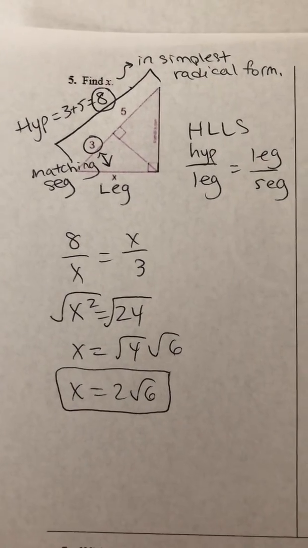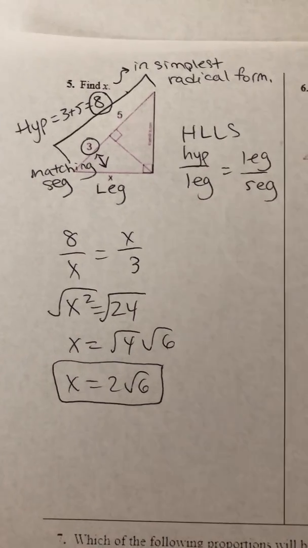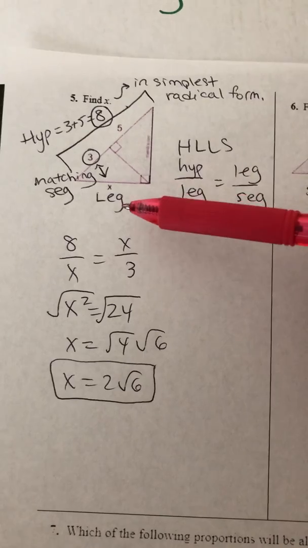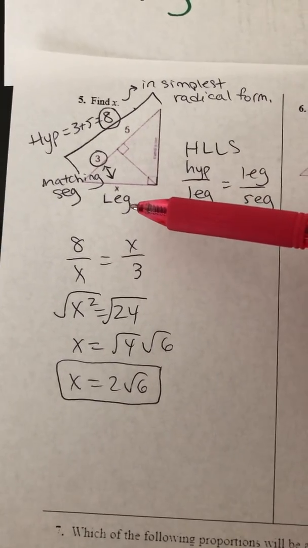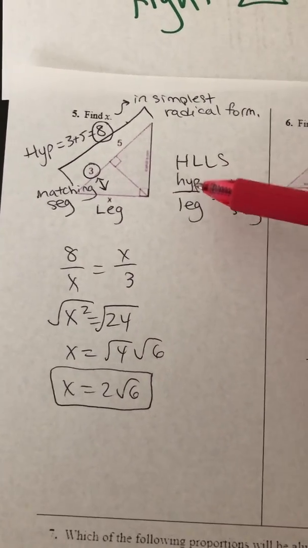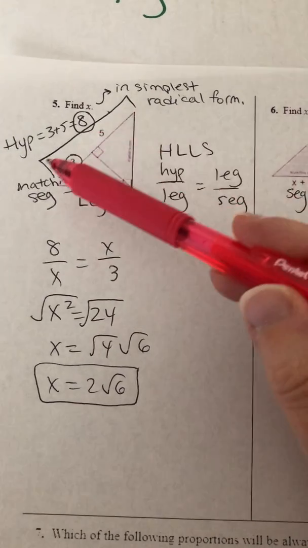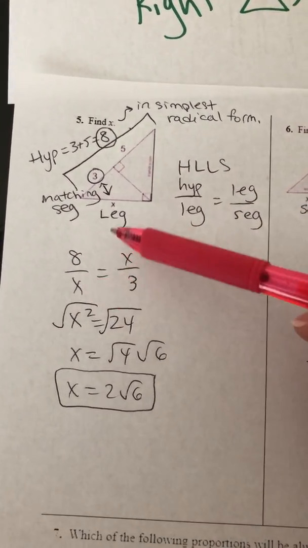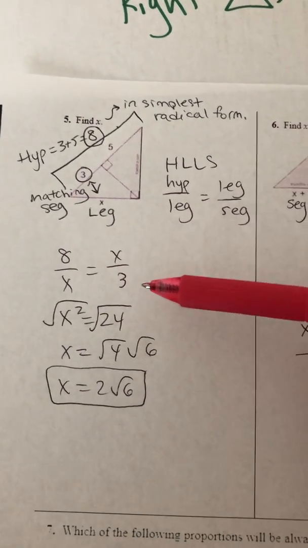Number 5. This was also a simplest radical form question. Now, when we're working on the X, that's the leg, so we know we're doing HILLS. We go to our formula, hypotenuse. The hypotenuse is this whole amount. Add 3 and 5 to get you 8. Hypotenuse over leg, leg is X. Leg is X again. What's the segment?